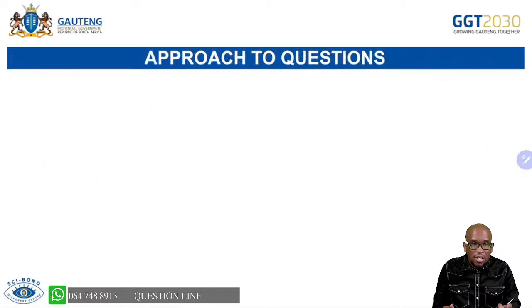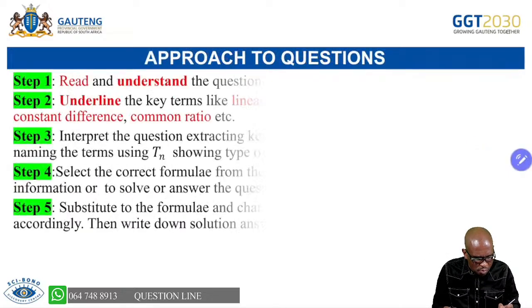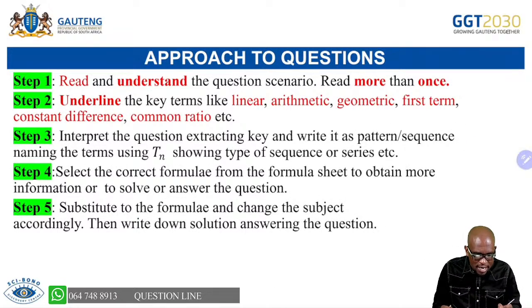Right. Approach to questions, very important. We must read and understand the question scenario. Read more than once. Don't just read once and jump the gun. Please read more than once. Try to understand what the question demands of you. Underline the key terms like linear, arithmetic, geometric, first term, constant difference, common ratio, etc. Those are the most important terms that we use in this topic.